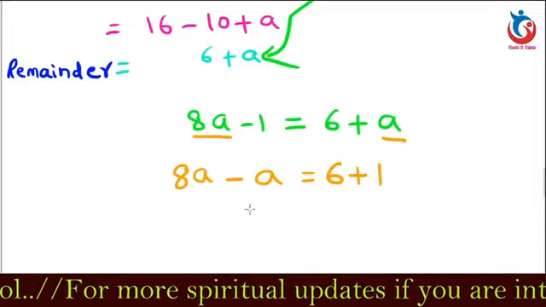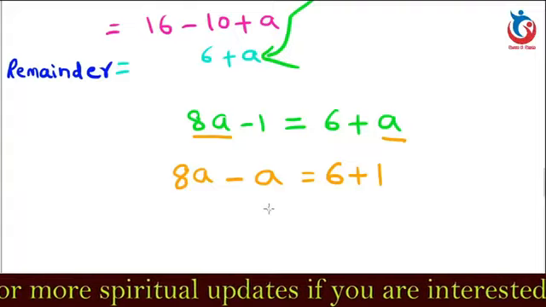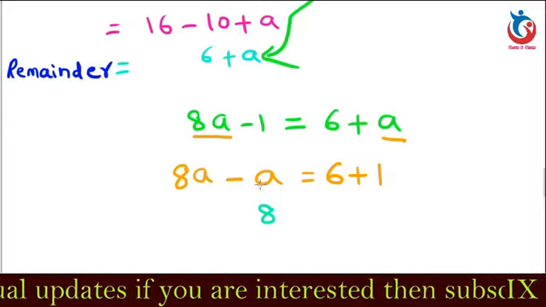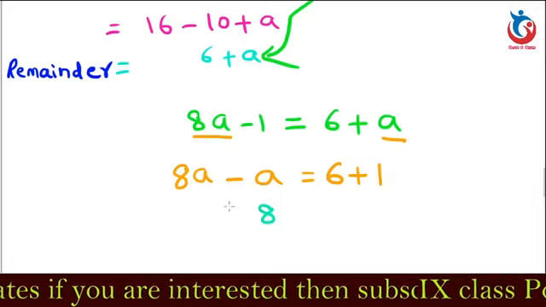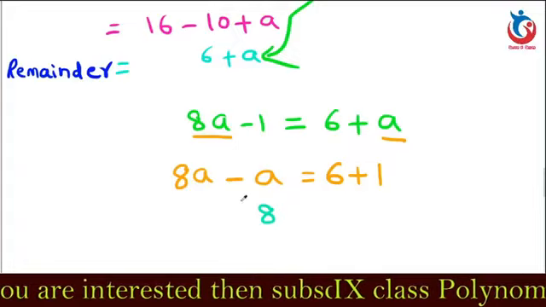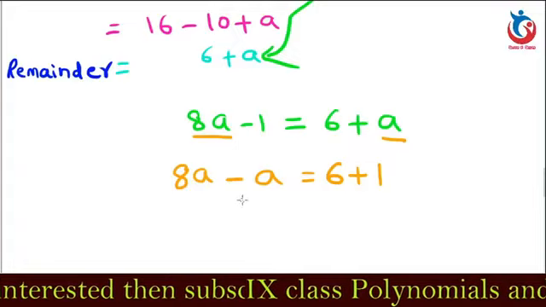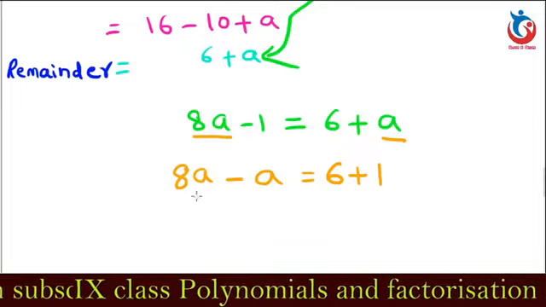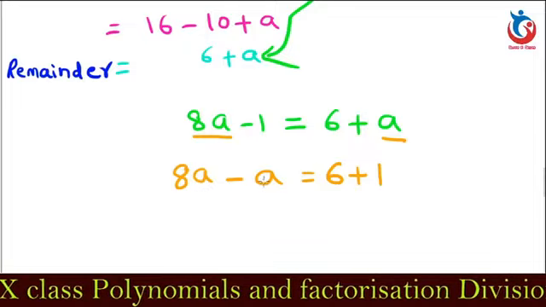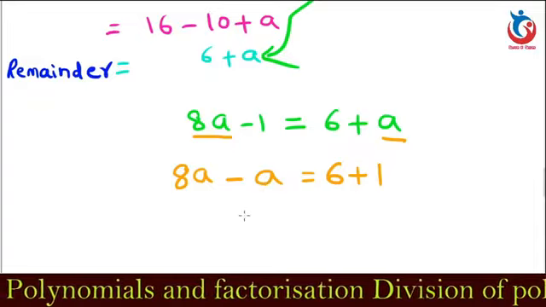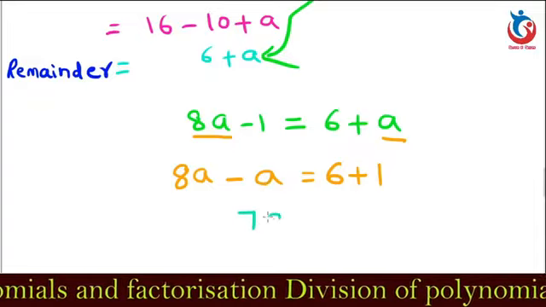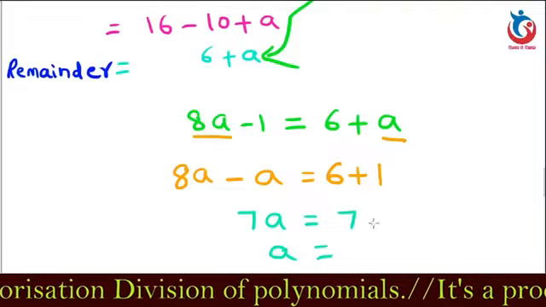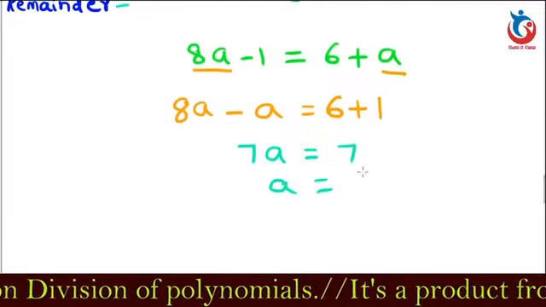8a minus a. So many students, they will write it as 8. 8a minus, then what will they suppose? A minus a, it goes, 8 remains. So it's not that meaning. 8a minus a means we have 8 a's. From that 8 a's, just remove 1 a. So what will happen? There will be 7 a's is equal to 6 plus 1, 7. So we should find out the value of a. So a is equal to 7.